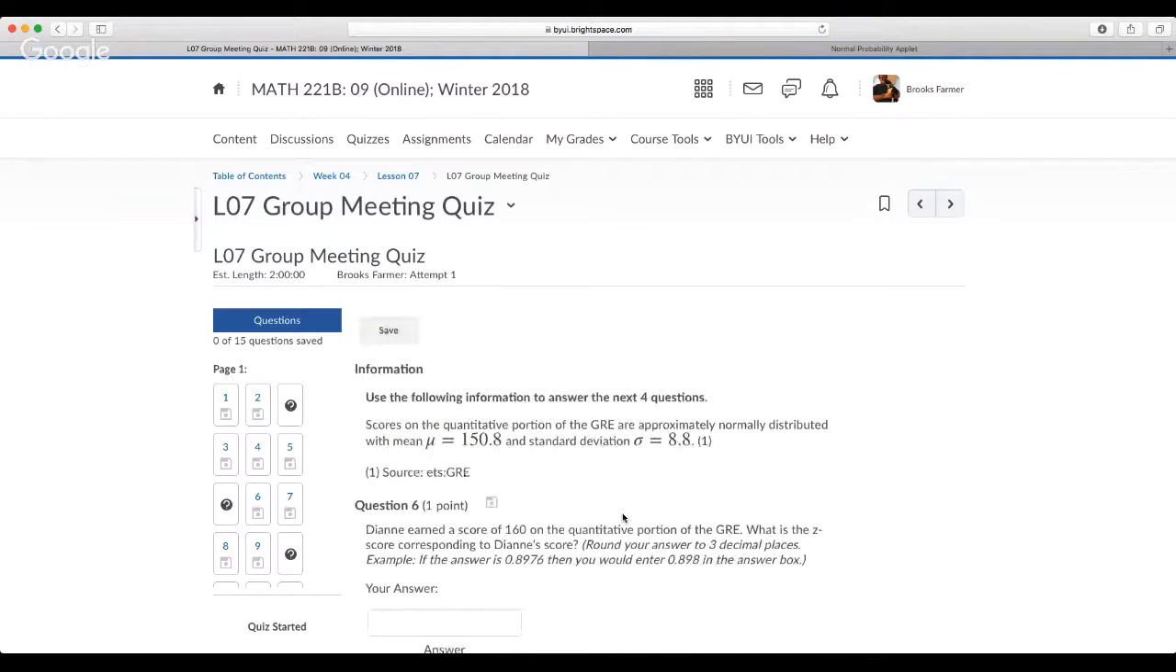Someone want to read the next section? Let's see. Says, use the information to answer the next 4 questions. Scores on the quantitative portion of the GRE are approximately normally distributed with a mean of 150.8 and standard deviation of 8.8. Diane earned a score of 160 on the quantitative portion. What is the z-score corresponding to her score? So let's just all do that on our own and we'll talk about it. Okay.